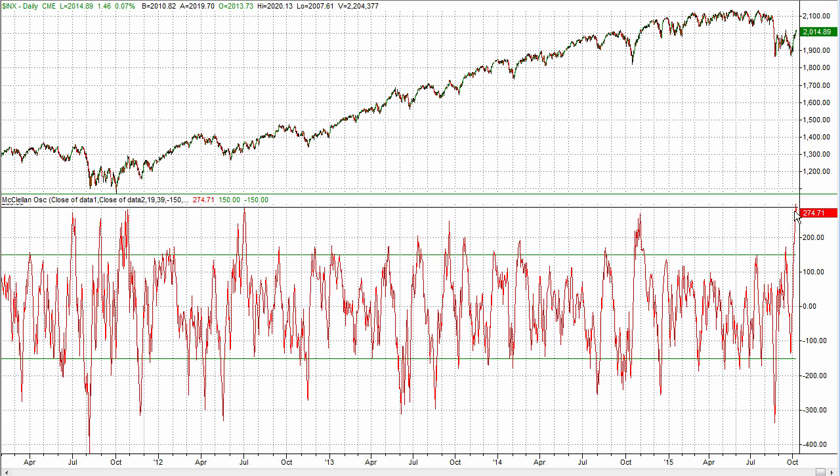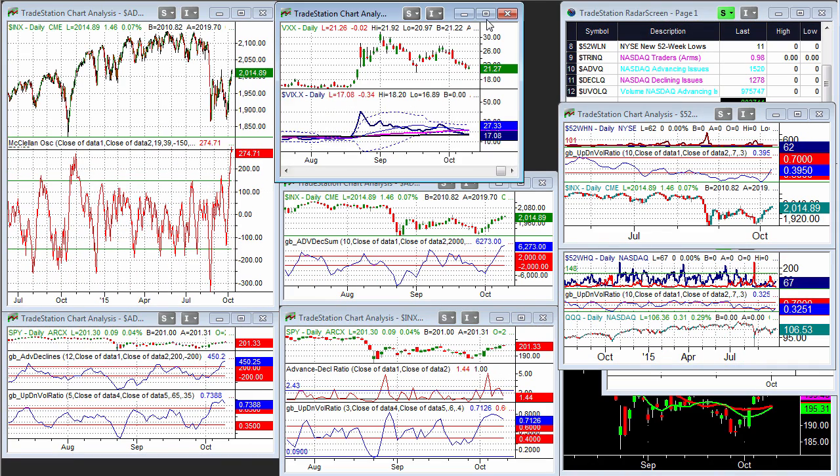So it is significant to know that it's here, but we want to make sure we confirm it with the price action, because there's actually other indications that could suggest that maybe the market's just getting started here. But before we look at that, let's take a look at the VIX.